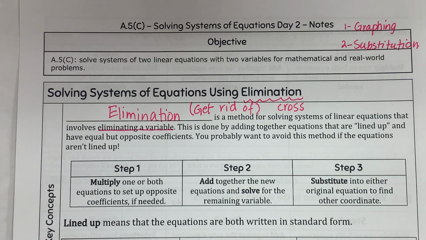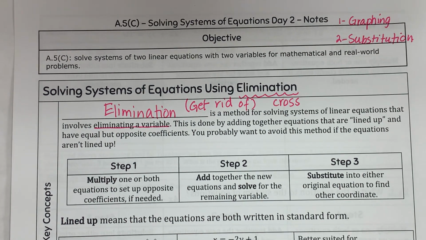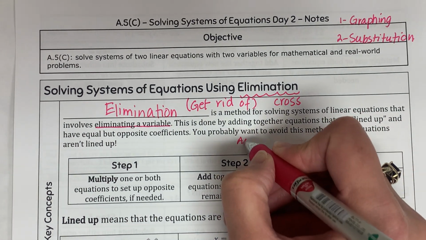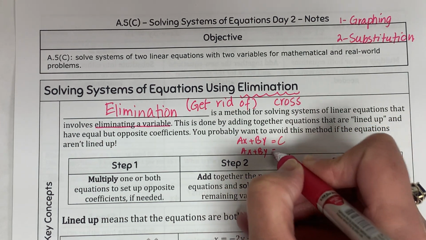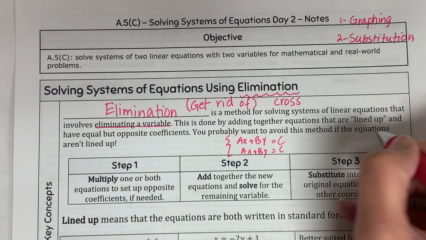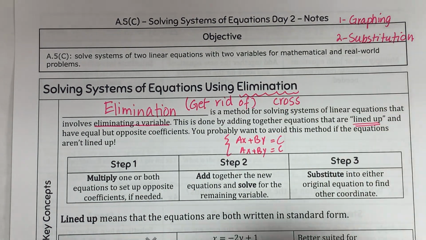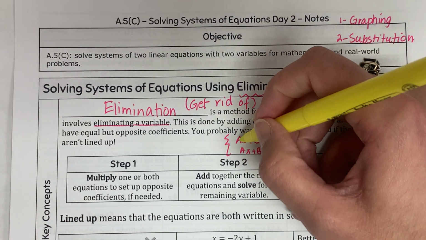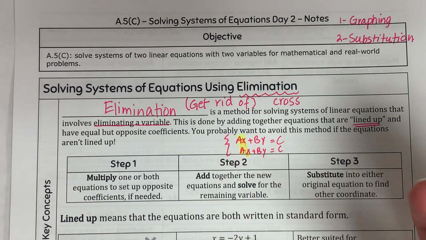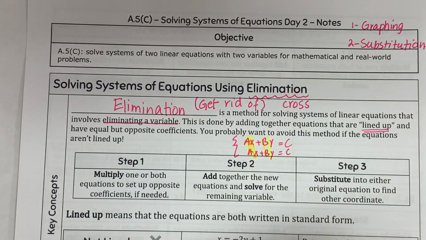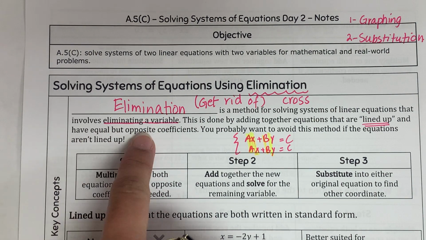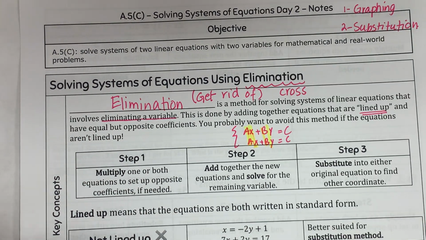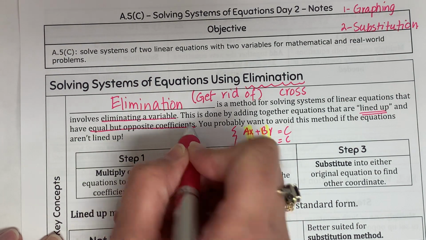Now this process is very straightforward, but it only works if you have equations written in ax plus by equals c format. So you have two equations, and they need to be written like this. It's called lined up or aligned, which means that ax are above each other and by is also above each other. So this is aligned. And they are opposite. They're equal but opposite coefficients. That's also one condition.